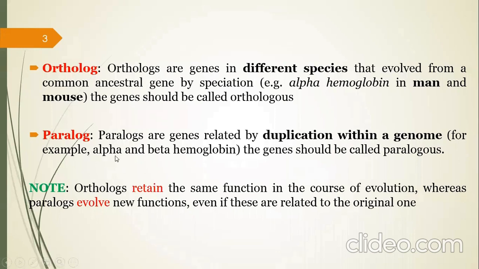So paralogs evolve new function even if they are related to the original one. Now these alpha and beta hemoglobins will have different functions from each other. This is the difference between the two. They have different genes, and even though they have different genes, they will have the same function; even though they have the same genes, they will have a different function.